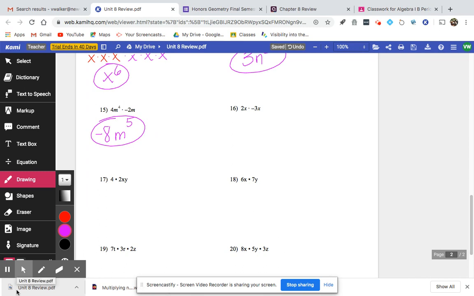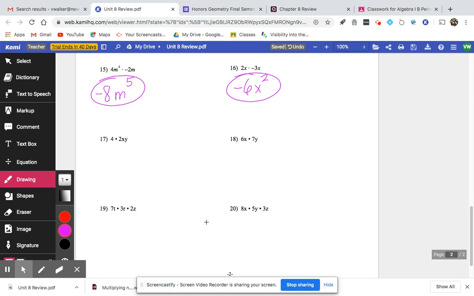Number 16, again, multiply the numbers first. 2 times negative 3, that's a negative 6. How many x's total do you have? 1 on the left, 1 on the right, so I've got 2 total. So negative 6x squared. Number 17, 4 times 2xy. Multiply the numbers. 4 times 2 is 8. And then here, I'm just listing the variables behind, 8xy, and we're done. Okay. Number 18, we've got 6x times 7y. Again, multiply the numbers together first. 6 times 7 is 42. Use a calculator if you need to. Now I have x times y. Just list the variables behind the number. So 42xy. There you go.